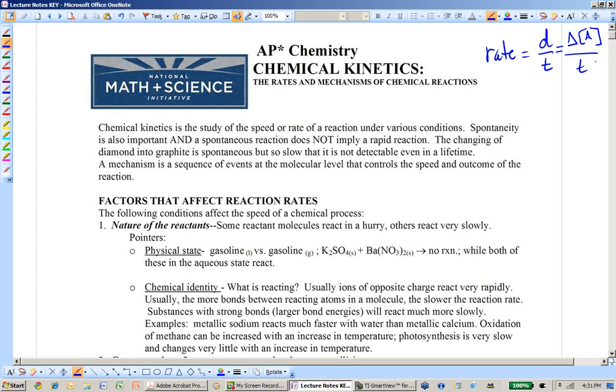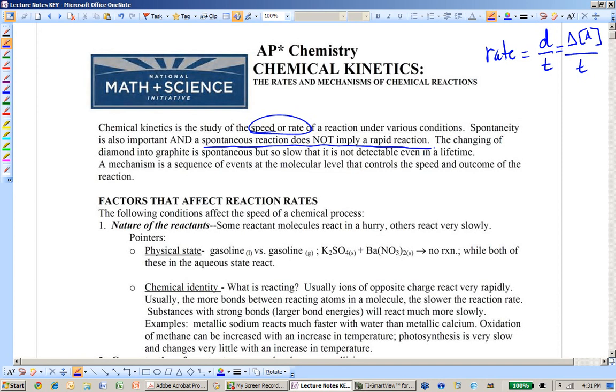Well, as it states here, chemical kinetics is the study of the speed or rate of a reaction under various conditions. So spontaneity, as in delta G spontaneity, is also important, but I don't want you to think that spontaneity implies anything about the speed, because just because it's a spontaneous reaction, it does not imply it's a rapid reaction.